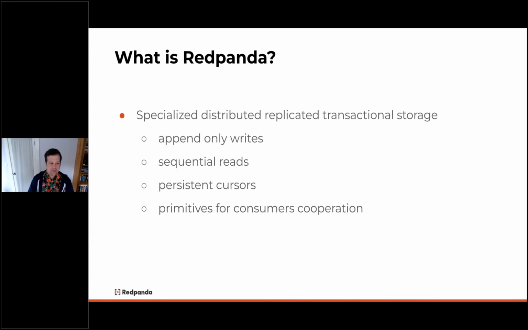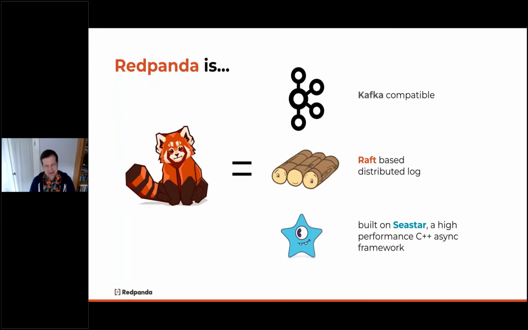Redpanda, at the core of it, is a specialized distributed replicated transactional storage. It allows for append-only writes and sequential reads. It has persistent cursors as you're reading that data, and also provides primitives for consumer cooperation when reading this data. So it's very similar to a queuing system, an event streaming system, and very similar to Kafka. So similar to Kafka that we're Kafka API compatible.